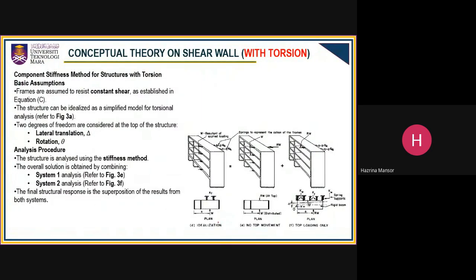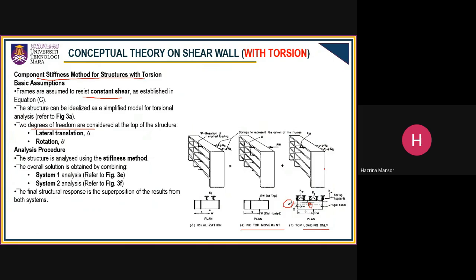So, by looking at this assumption, to solve for the shear wall frame analysis, it is based on the component stiffness method for structures with torsion. The basic assumption we consider is that the frames are assumed to resist constant shear, whereby 2 degrees of freedom are considered at the top of the structure, which means the rotational movement and also the displacement. And this is the analysis procedure as you can see in figure 3E and figure 3F. This one is considered as system 1 and this one as system 2.